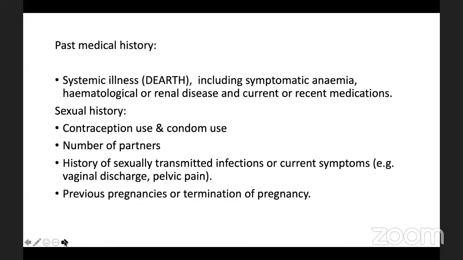Do you want to spell out what DEARTH means? Okay, so D for diabetes and E for epilepsy. We need to find out if the child or the patient is epileptic and what medication they are on. If they are asthmatic, including the medication they are on. And with the A, I also include anemia, because we see a lot of that in gynae. So we need to then investigate the cause of the anemia. Then rheumatic diseases, I think the R stands for that.